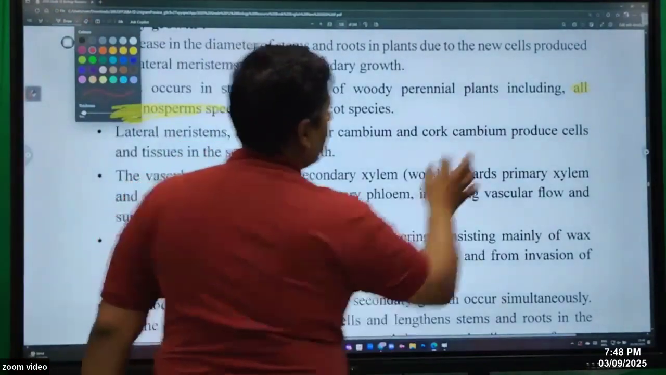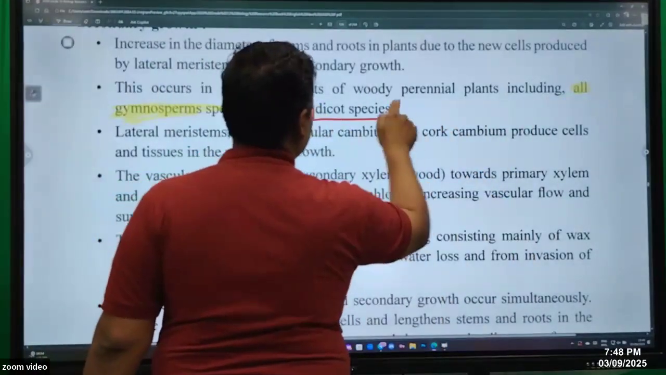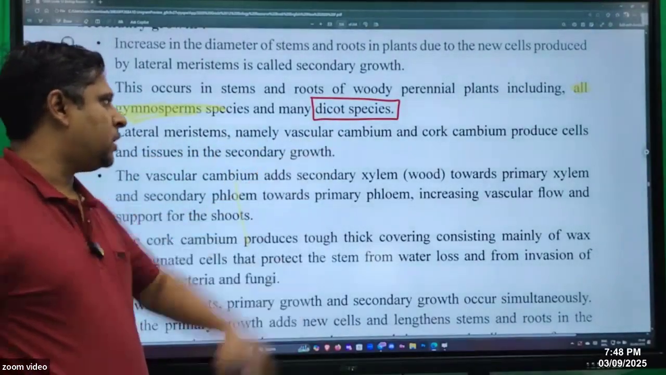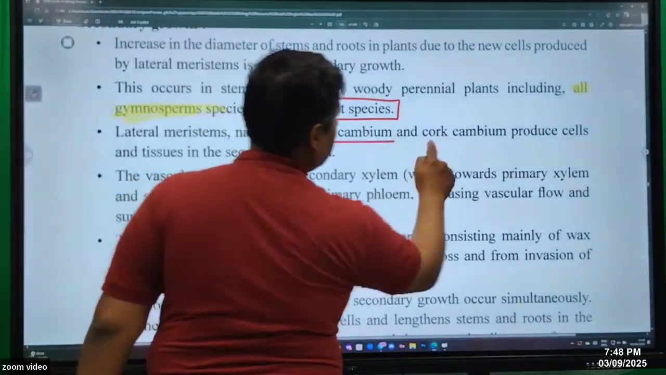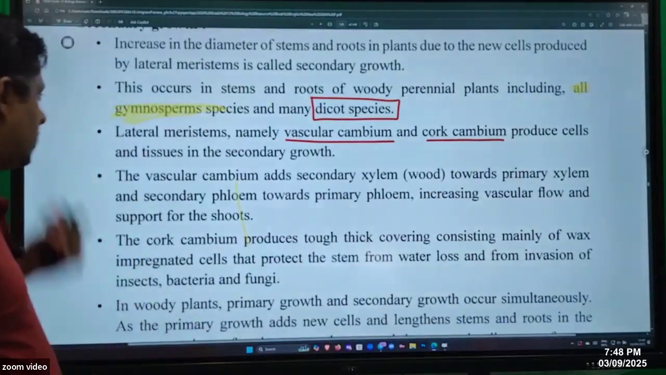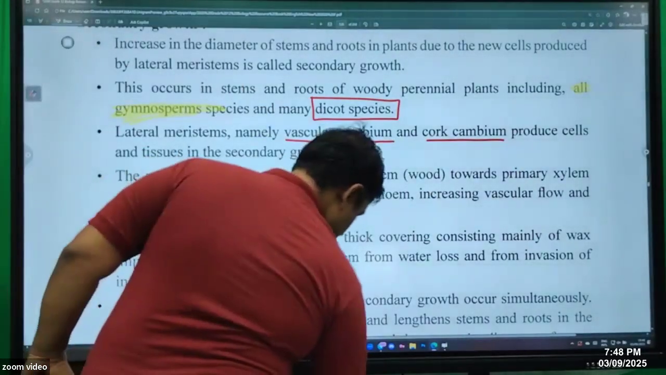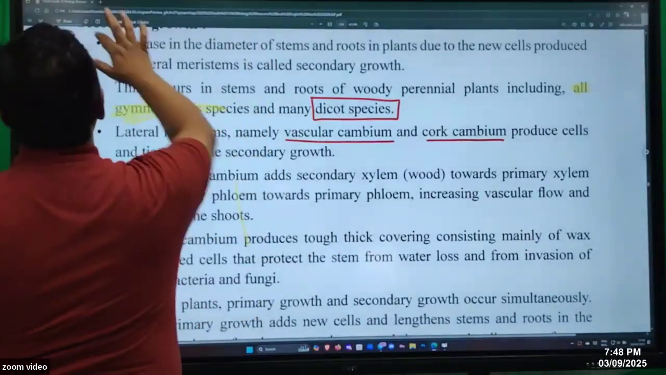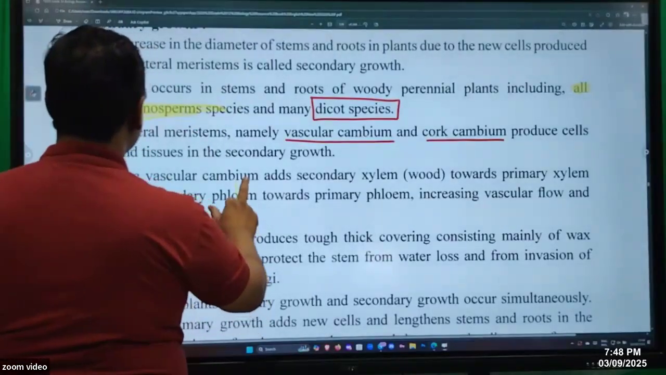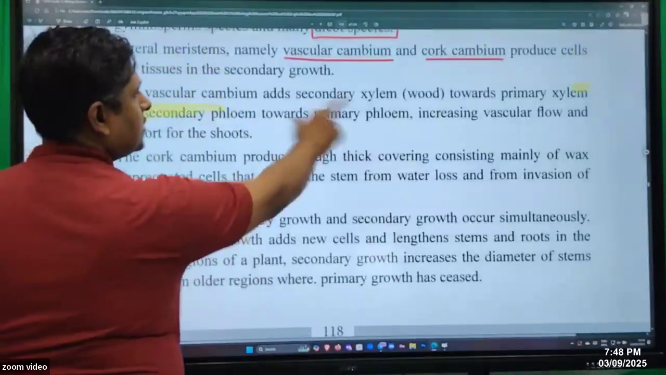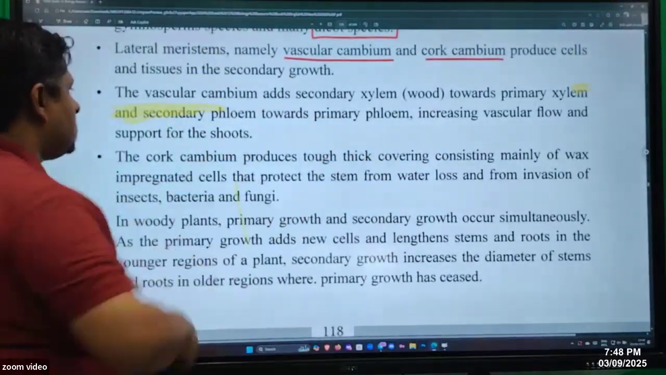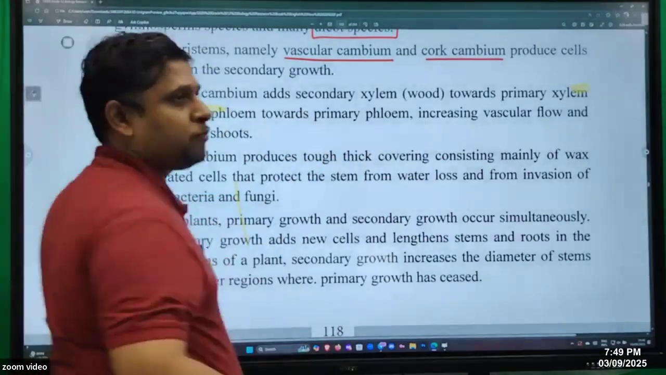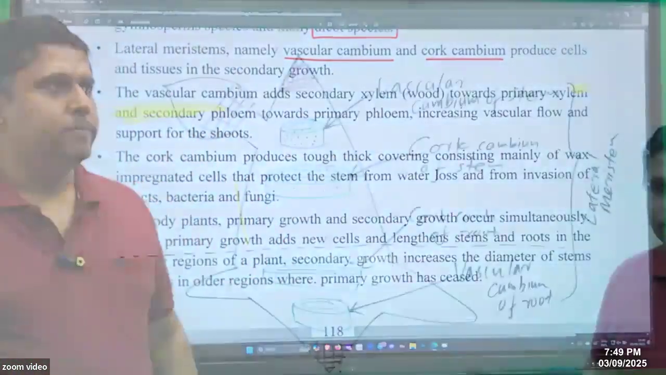Now look at this. Including all gymnosperms and many of the dicot species. Lateral meristems, namely vascular cambium and cork cambium, produce cells and tissues in the secondary growth. And then the vascular cambium adds secondary xylem towards the primary xylem and secondary phloem towards the primary phloem. So to clear that, people, let's check the diagram, right?